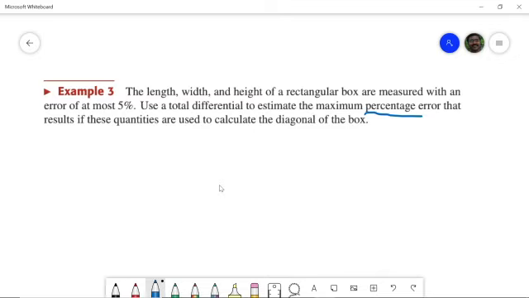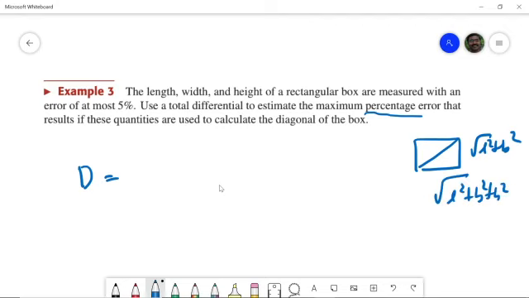Okay, so basically what's the diagonal of a rectangular box? If it is a rectangle, which is two-dimensional, the diagonal would be simply root of L square plus B square. If it is three-dimensional, it will be simply root of L square plus B square plus H square. So basically the diagonal here is nothing but root of L square plus B square plus H square. Okay, so we know the percentage error of L, B, H. They have told you to find the maximum percentage error of D.